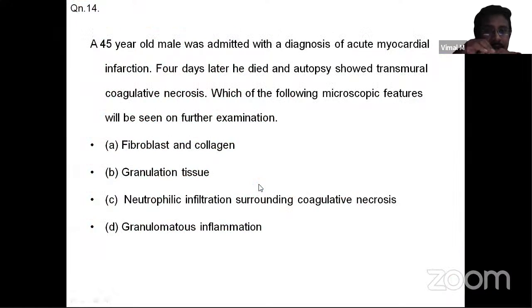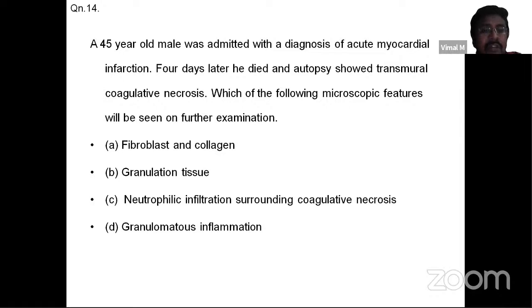Now let us come back to our question. A 45-year-old male was admitted with a diagnosis of acute myocardial infarction. Four days later he died, and autopsy showed transmural coagulative necrosis. Transmural means the entire thickness; always remember that. Which of the following microscopic features will be seen on further examination?